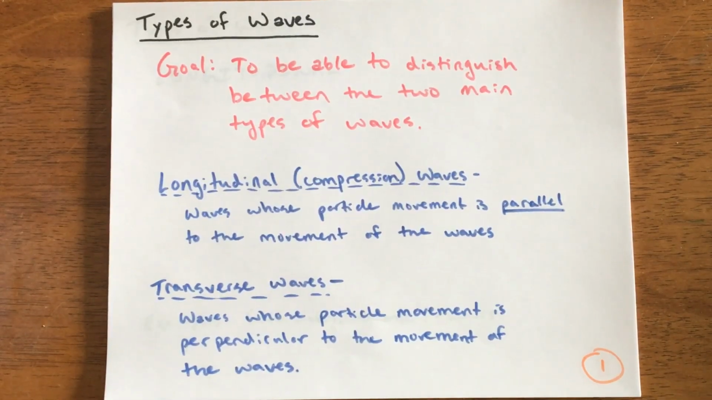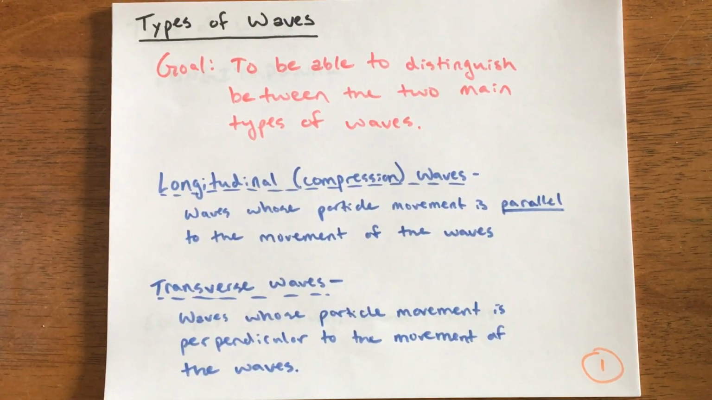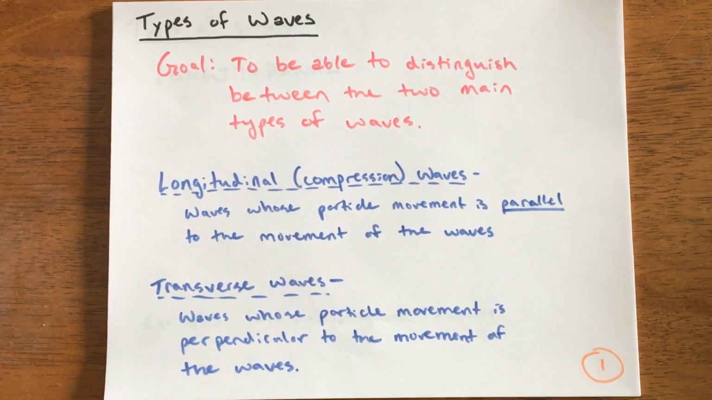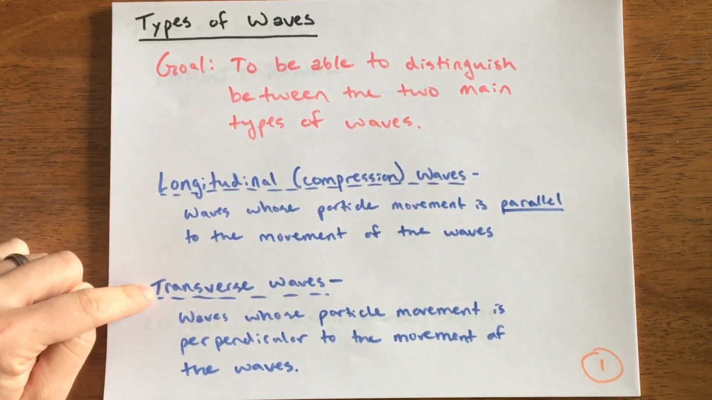Hello, science students. We talked a little bit in the last video about waves and the different parts of a wave, including the wavelength, the frequency, and the amplitude. Our goal today is to be able to distinguish between the two main types of waves. There are two major categories of waves: longitudinal waves and transverse waves.